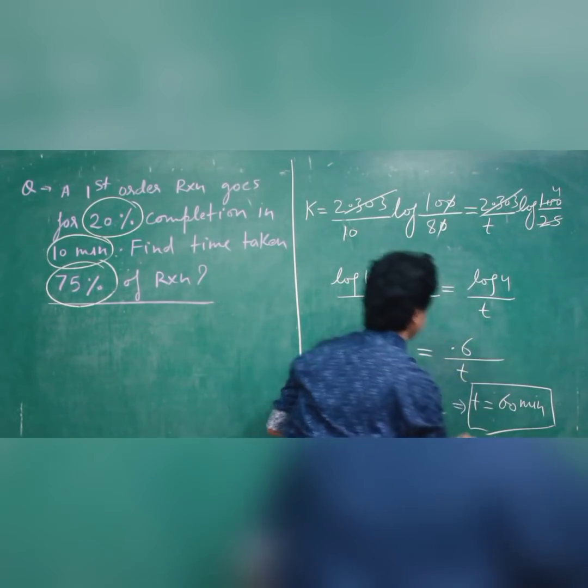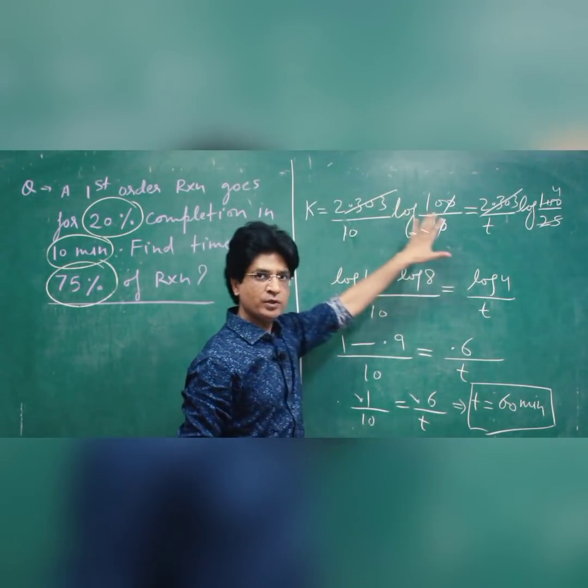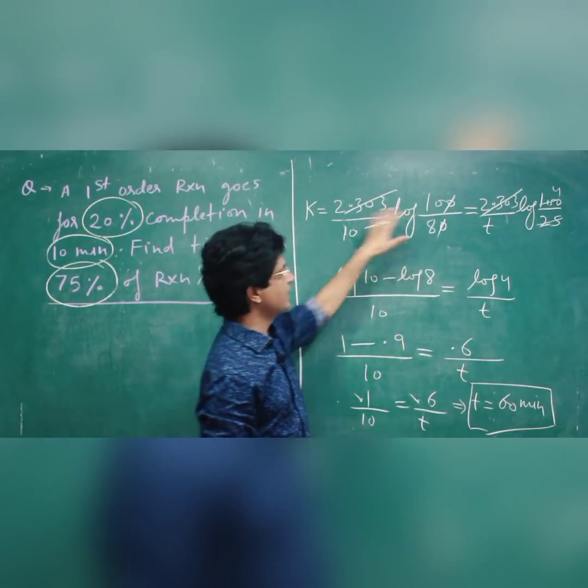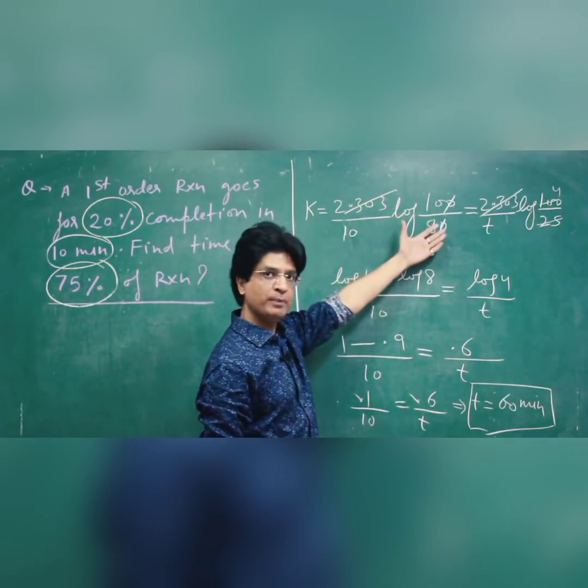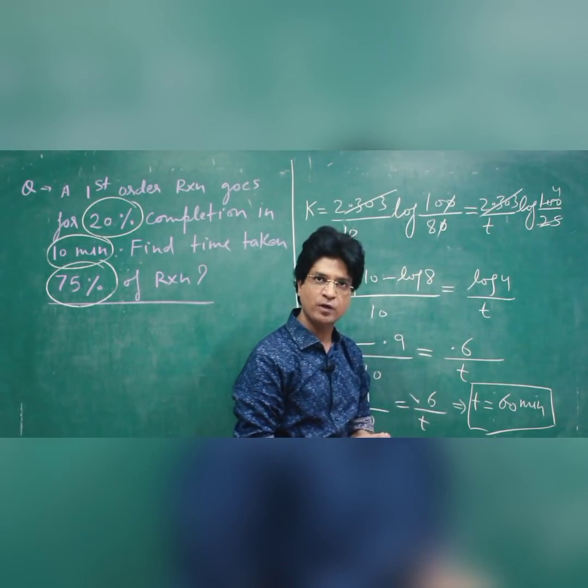So the catch here is that K will not change for the single reaction. It will remain the same whether you are asking for 20% completion of the reaction or 75% completion of the reaction.